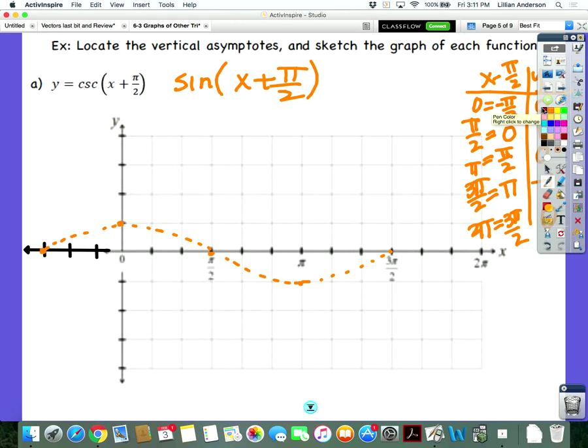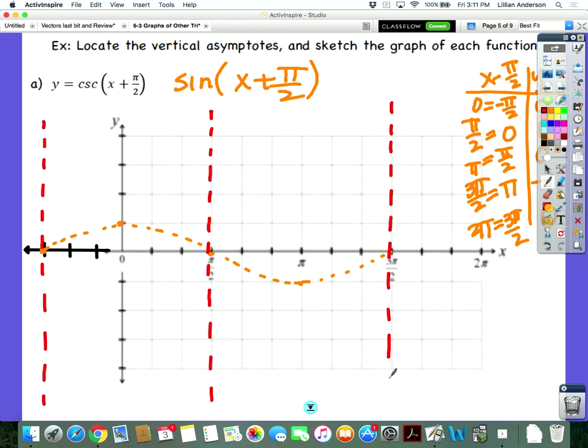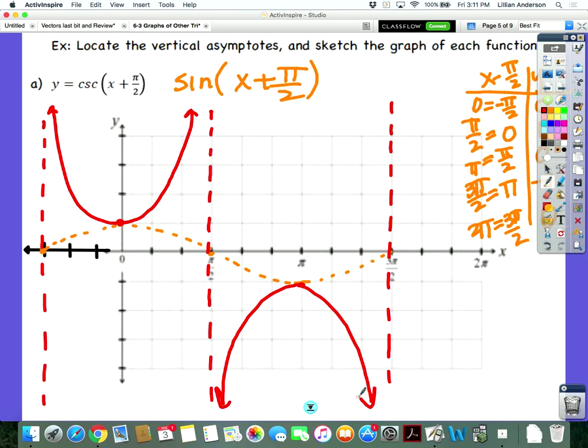So cosecant, it has asymptotes and it has basically parabolas everywhere. Wherever there's an x-intercept, there's an asymptote. So at every x-intercept that's on the sine graph, you need to draw in an asymptote. Is everybody with me? And wherever there's a high point, you have a what? A min. Wherever there's a low point, and the red is the graph of cosecant x plus pi over 2.